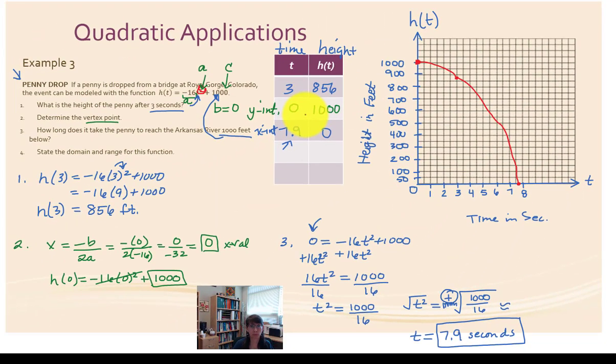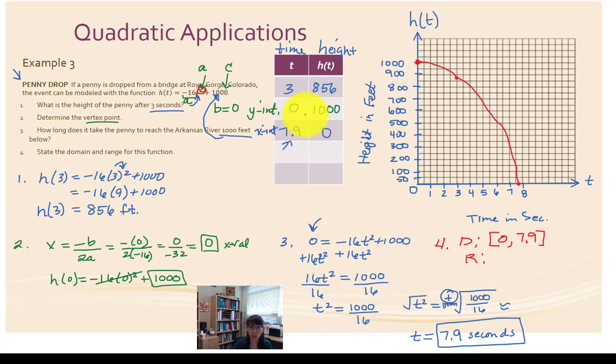Now that we have the ordered pairs connected, notice this is only part of our parabola. It's not the complete parabola because anything going on the left side would be negative time. So we're really only looking at a portion, and that's where domain and range come in. For question 4, our domain deals with time. So only from 0 to 7.9 seconds make any sense. Smallest to largest. The range deals with height.